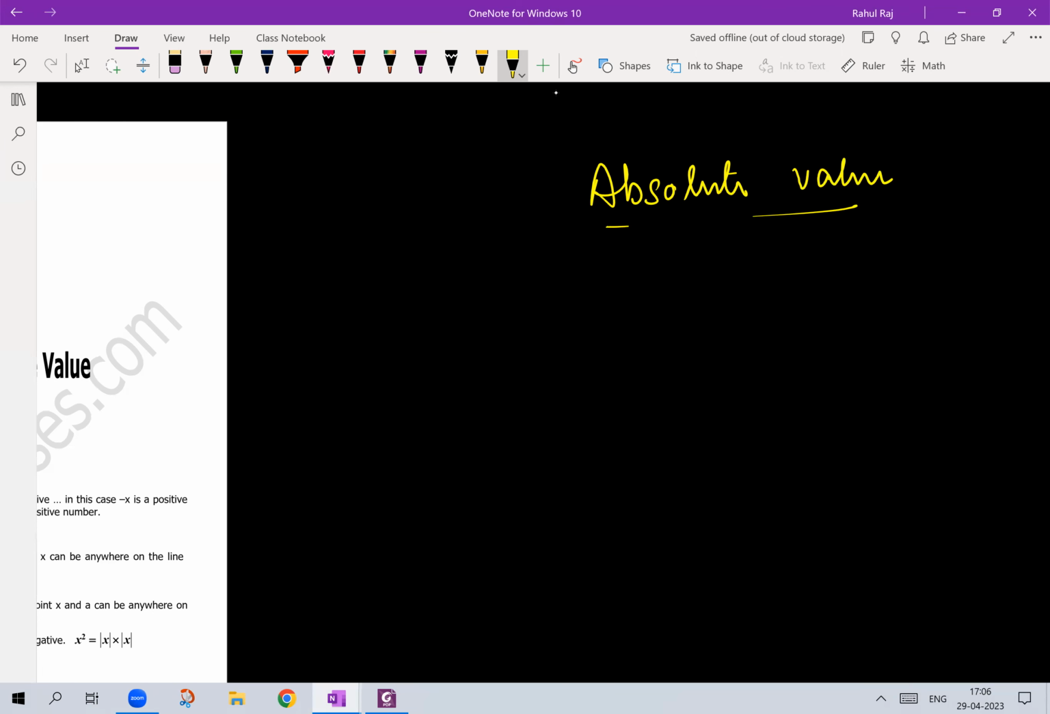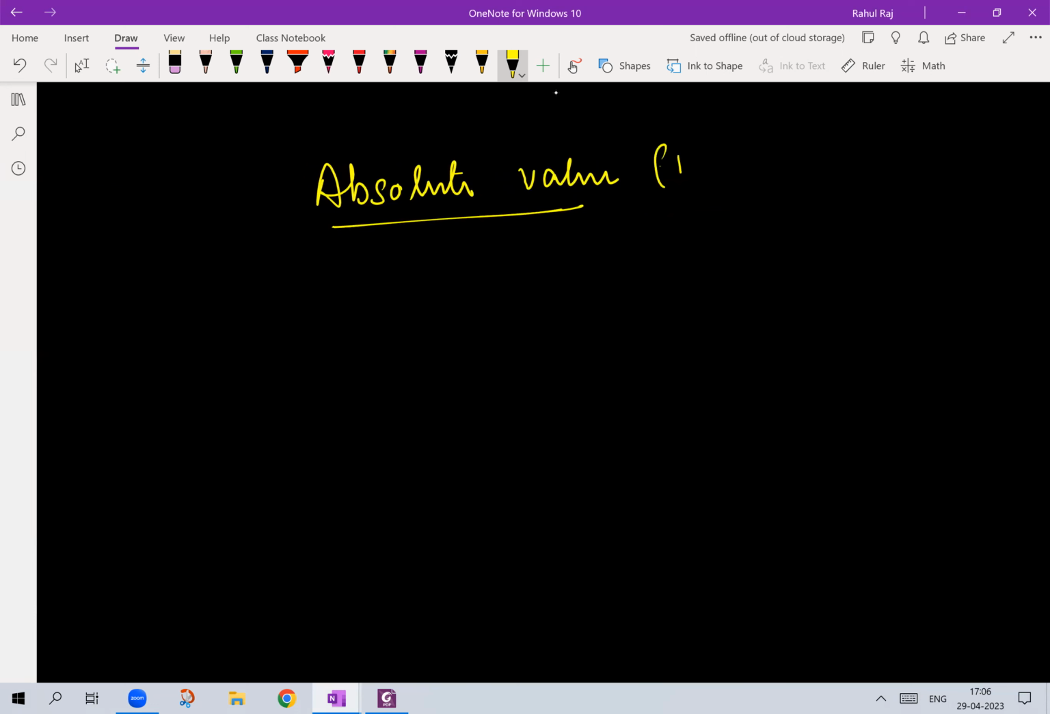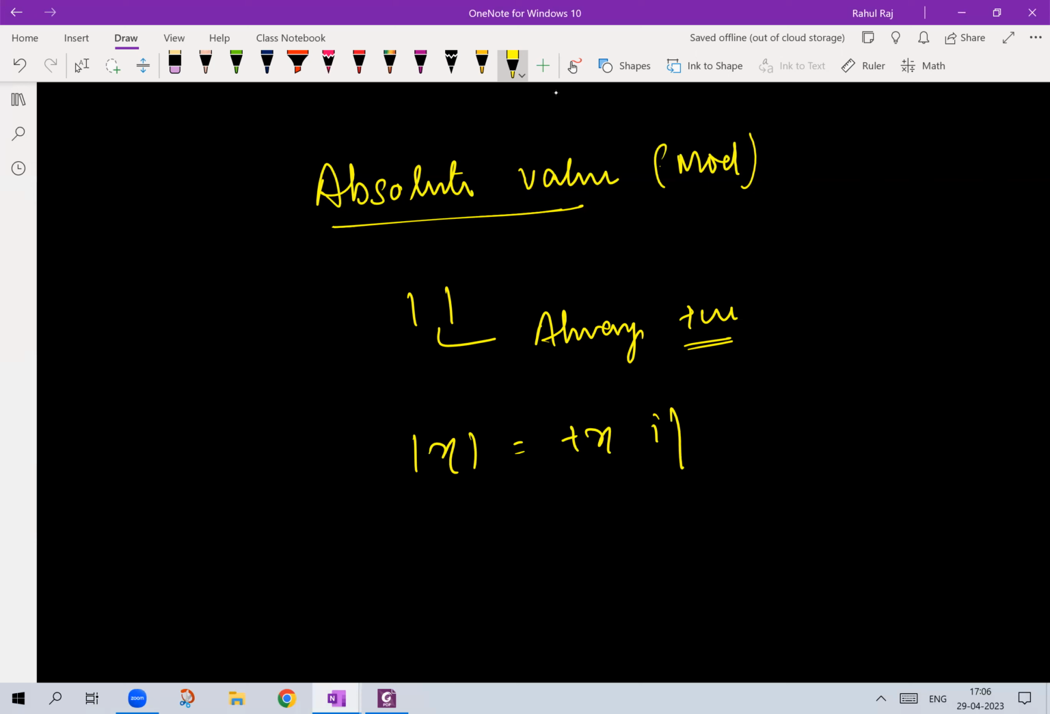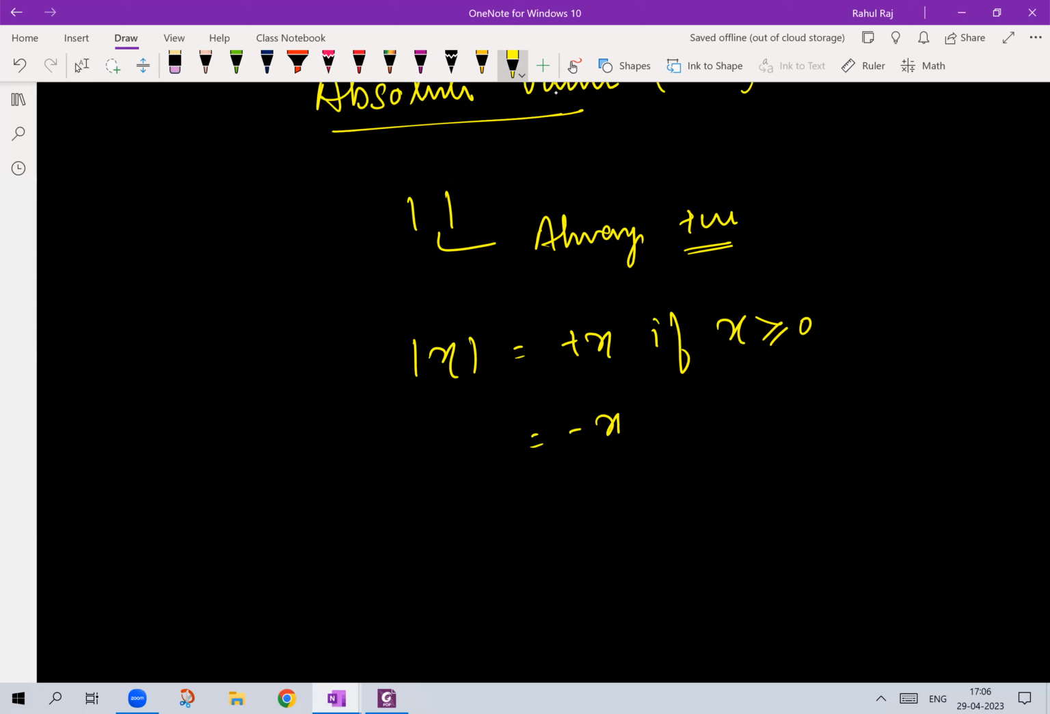Absolute value is also called mod. And there's just one logic for the mod: mods are always positive. That's it. This is one simple logic by which every question on mods can be solved. So mods are always positive means what? How do you define mod? Mod x is equal to positive x if x is greater than or equal to 0. Mod x is equal to negative x if x is less than 0.